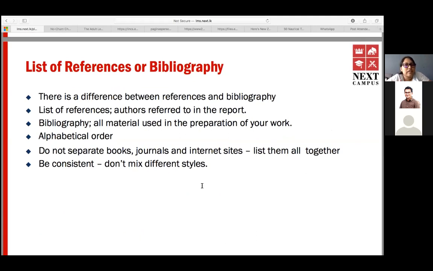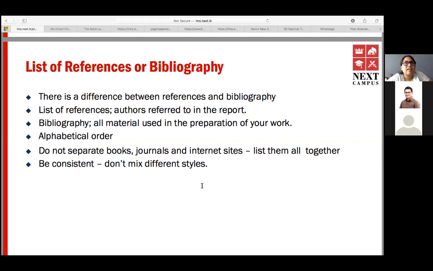Now, that's about referencing, right? So referencing, just to recap, 2 ways of referencing. You have to have both ways in any document. You have the in-text citation, that is, when you're writing the surname of the author and the year of publication. And then you have the reference list, right?